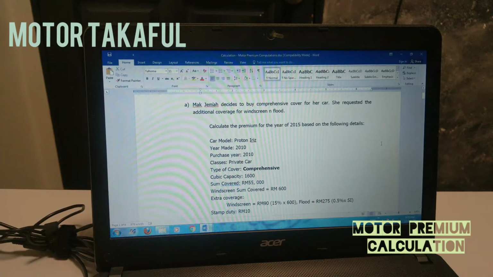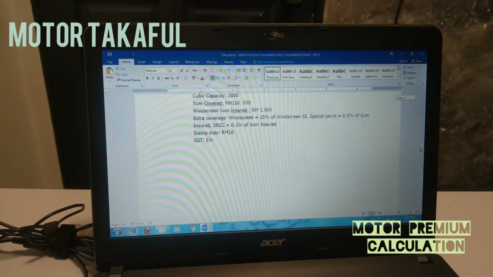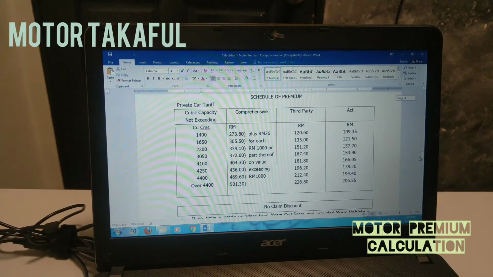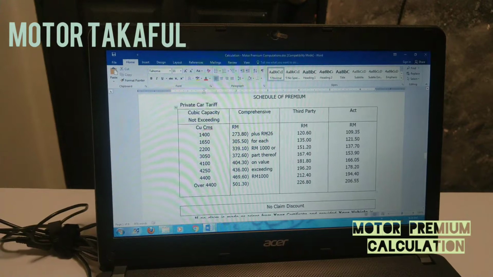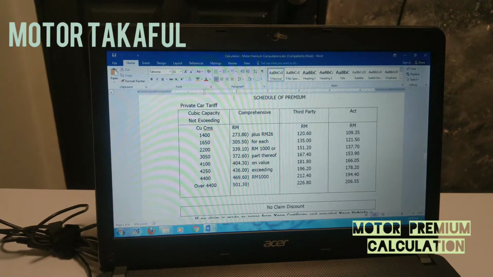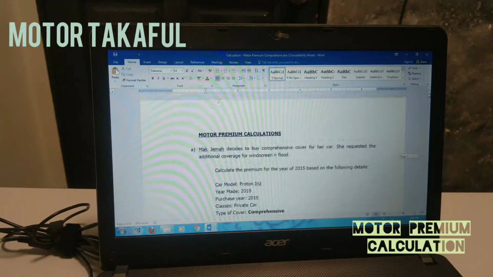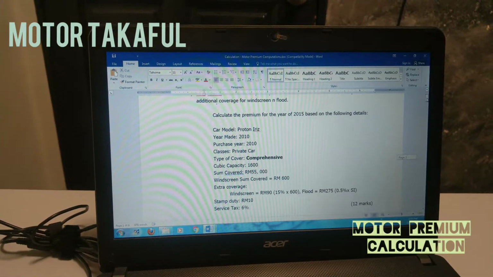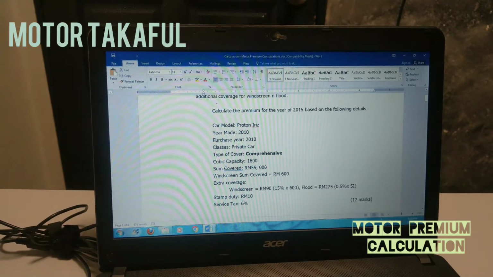If you look at the table just now, they are comprehensive cover as well as third party and act only. So in this case, we are using comprehensive only. Okay, so we look again at the question. Cubic capacity 1600, 1.6 cc, Proton Iris.